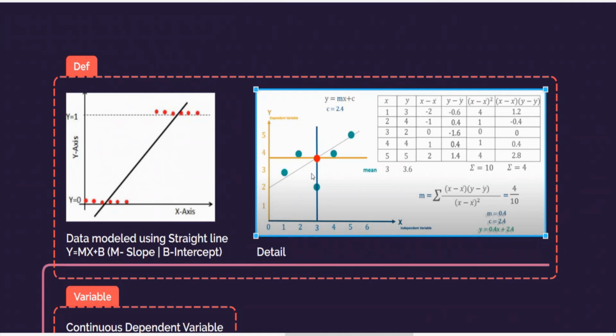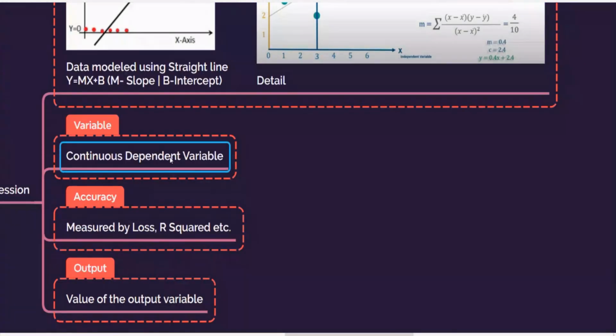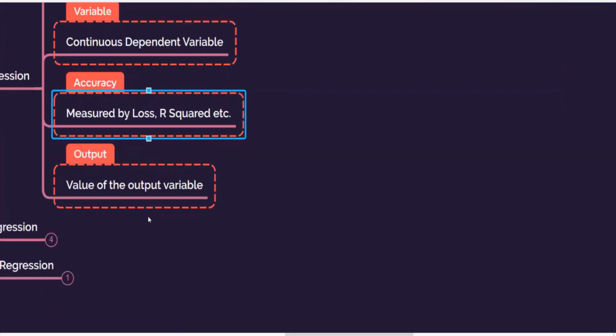So the data which we are having is increasing when the x value is increasing as well as the y value is also increasing. In those scenarios only we can use this linear regression method. The variables we are going to use will be a continuous dependent variable, and the accuracy we will find based on the measures like loss, r squared, and so on. And the output will be the value of the output variable.